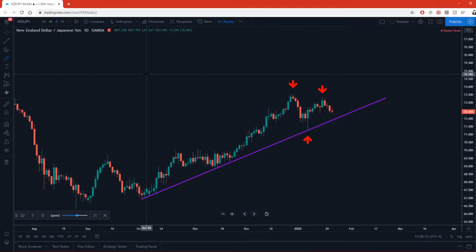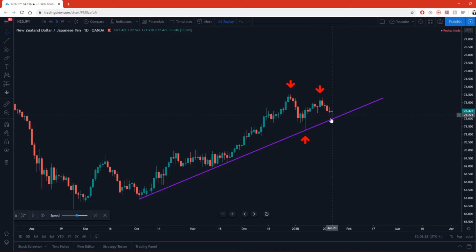Now, you still wouldn't have entered the trade. You're still waiting for it to keep going. What I'm waiting for is for it to break out of this line. As you can see, it touched again.